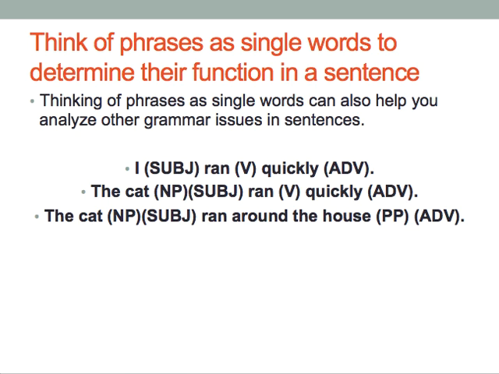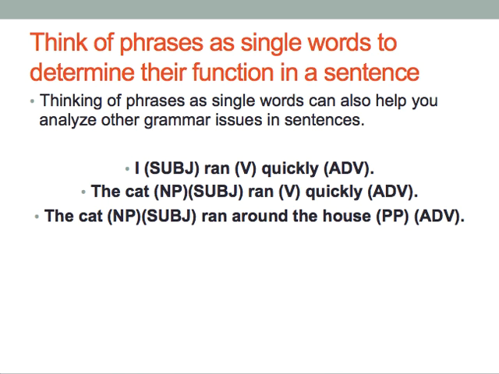And as you move along and look at other functions within a sentence, such as subjects and predicates, you can do the exact same thing. So let's take a simple sentence like I ran quickly. I is the subject of the sentence. Ran is the verb. Quickly is an adverb that modifies the verb ran, says how the action was carried out.